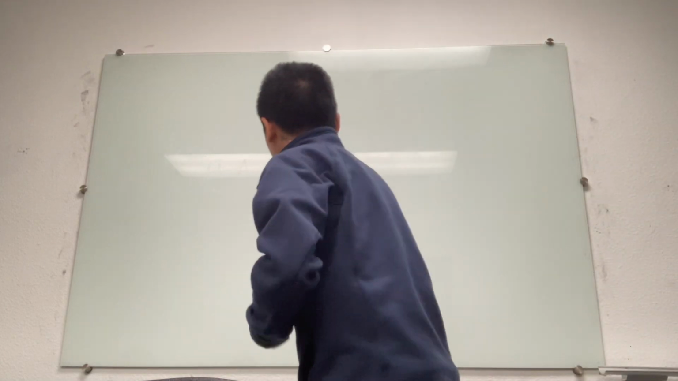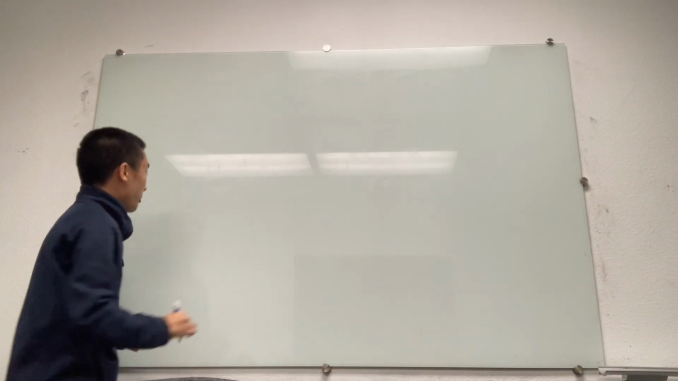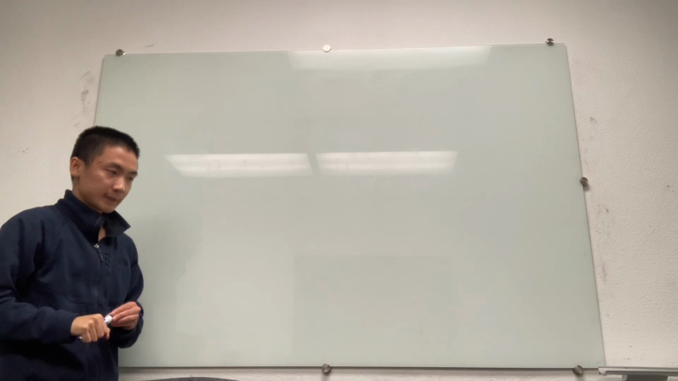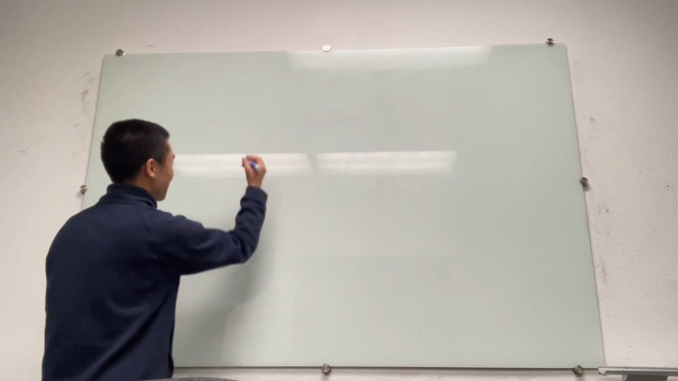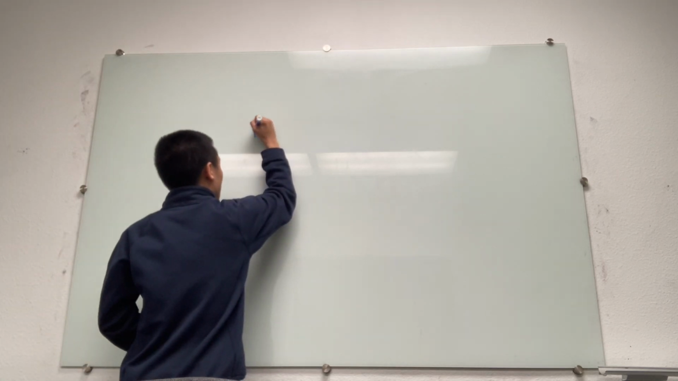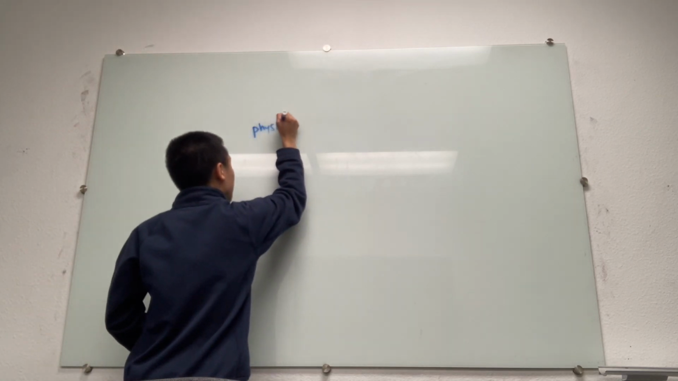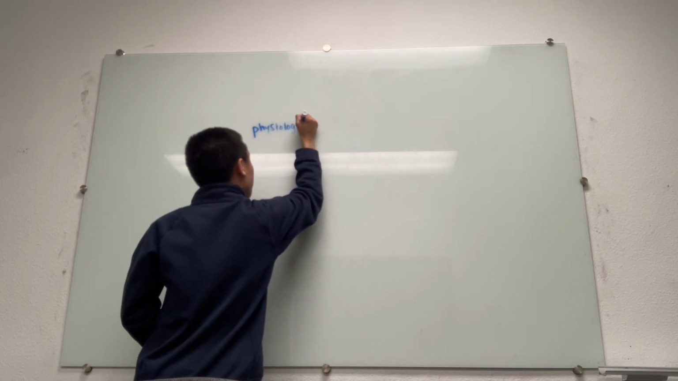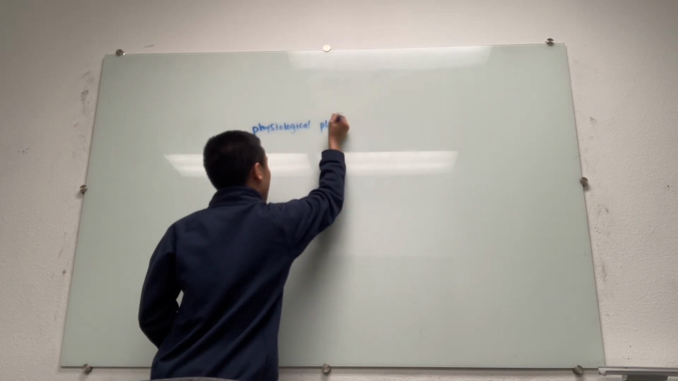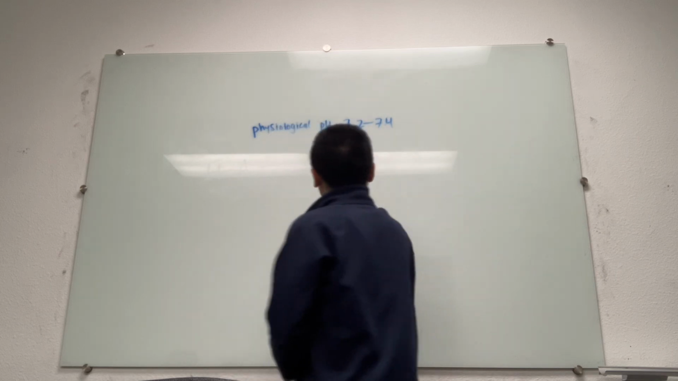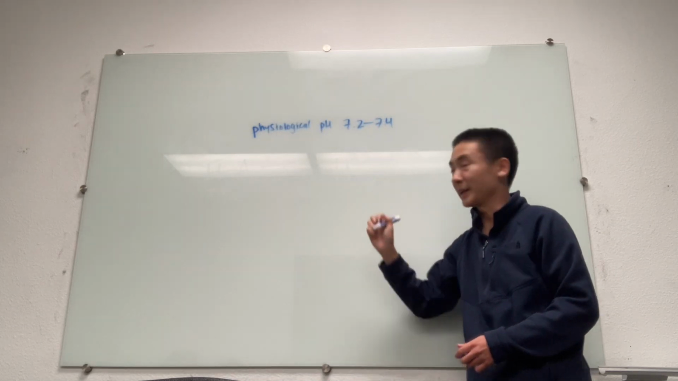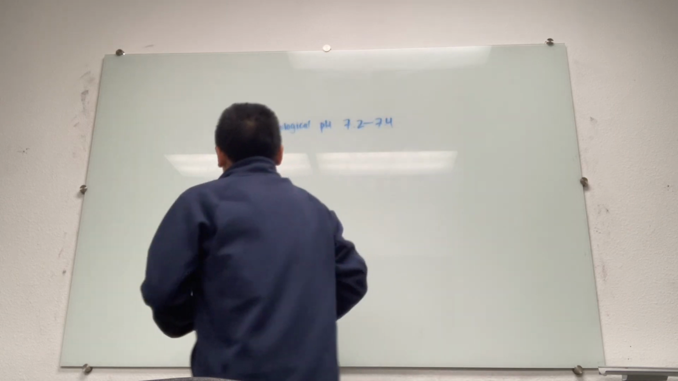So the carbonate bicarbonate buffer system is what the body uses in order to maintain an optimal, physiological pH of around 7.2 to 7.4, which is around neutral pH, right?